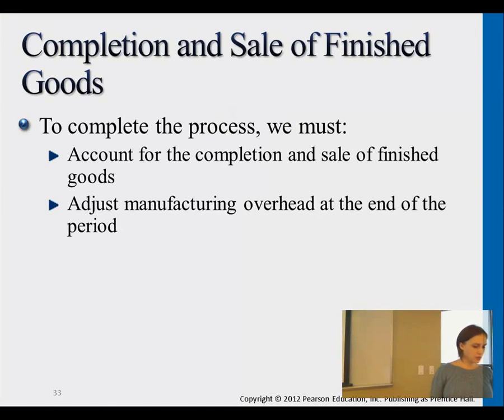We know how to accumulate and assign the cost of direct materials, right? The same goes for direct labor, and now we're learning it for overhead to jobs, correct? So we're going to be assigning all of these three to a certain job. To complete this process, we need to account for the completion and sale of finished goods, and we need to adjust manufacturing overhead at the end of the period. We'll learn how to do both.